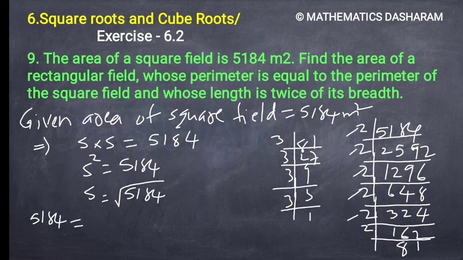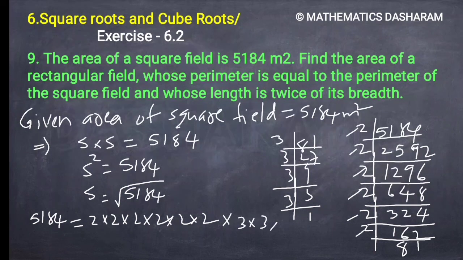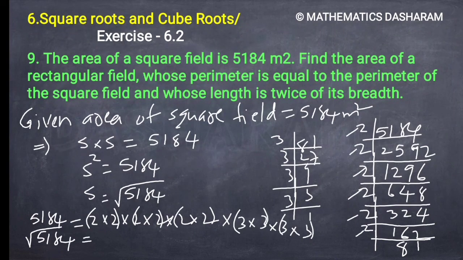So finally 5184 equals 2 into 2 into 2 into 2 into 2 into 2, and how many 3s? 4 threes. So 3 into 3 into 3 into 3. So these are one pair, this is a second pair, third pair, fourth pair, fifth pair. Then under root 5184 equals, select a number from each pair. So 2 into 2 into 2 into 3 into 3. 2 2s are 4, 4 2s are 8, 8 3s are 24, 24 3s are 72.